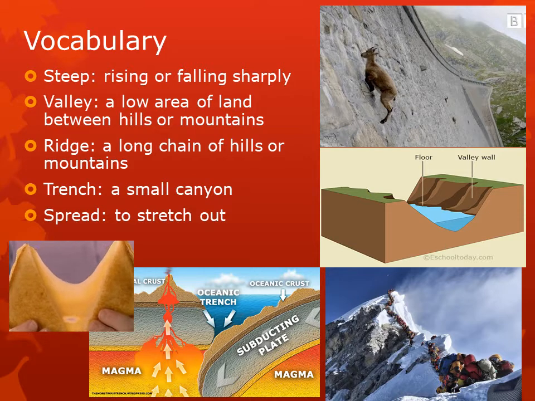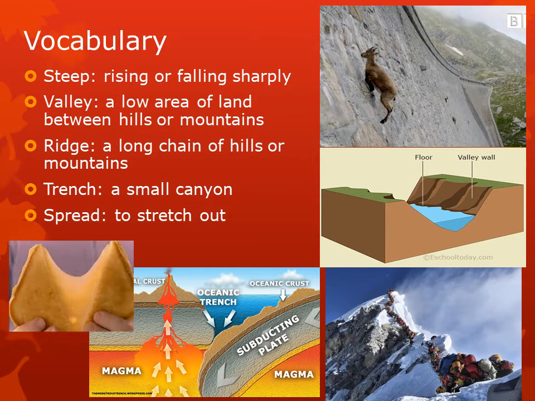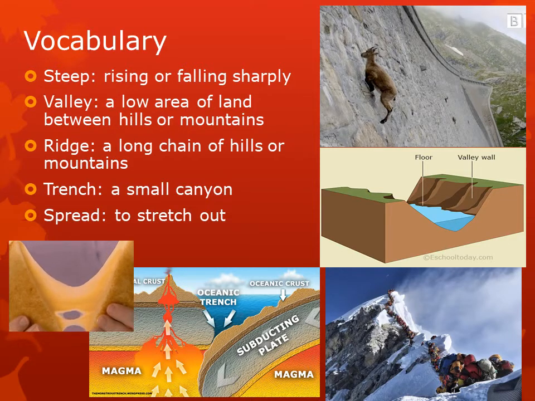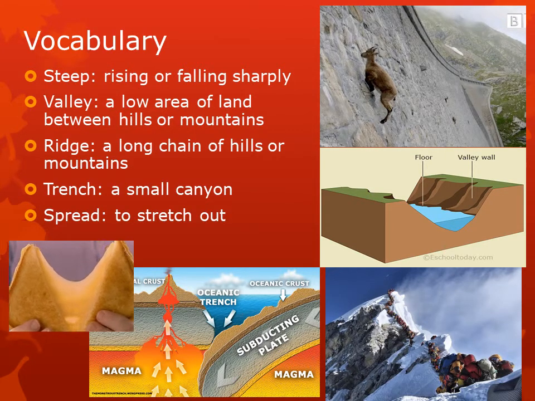The fourth vocab word is a trench. A trench is a small canyon. Now we're going to look at deep ocean trenches today, as you see in that picture there, where we've got the oceanic trench. Lastly, spread. Spread means to stretch out. Just like that grilled cheese sandwich there, we're stretching the cheese. Right? We're spreading it out.